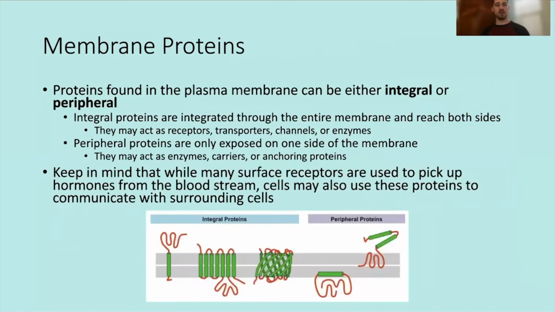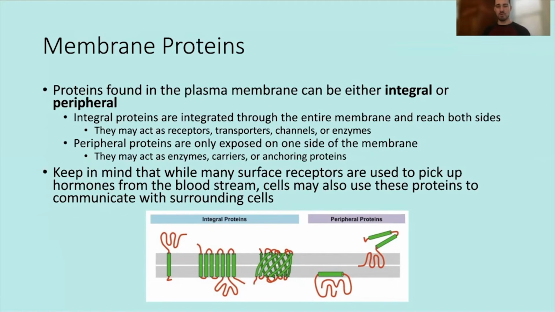So we'll take a quick look at some of the membrane proteins that you find inside the membrane. Proteins found in the plasma membrane can be either integral or peripheral. Integral proteins are integrated through the entire membrane and reach both sides. They can act as receptors, transporters, channels, enzymes. Peripheral proteins are only exposed on one side of the membrane, and they may act as enzymes, carriers, or anchoring proteins. So remember, peripheral proteins can't really be transporters or channels because they're only touching one side of the membrane.